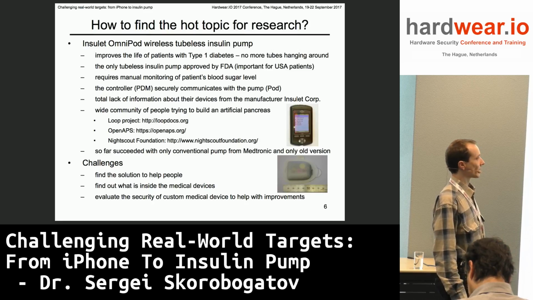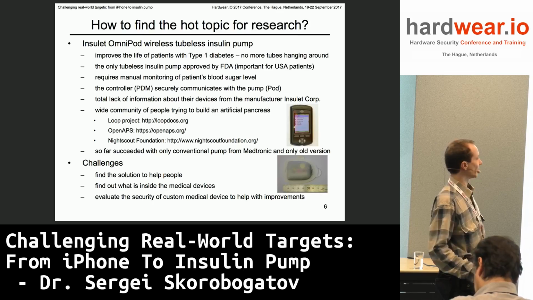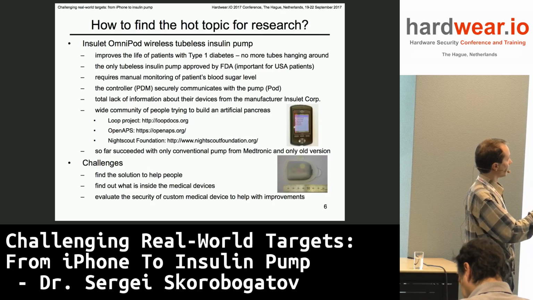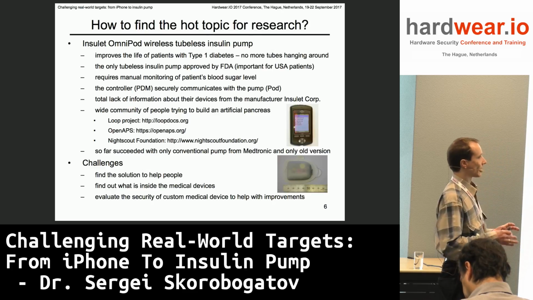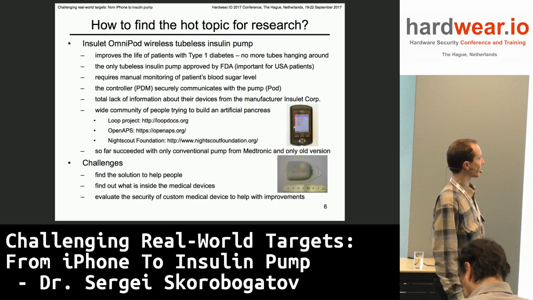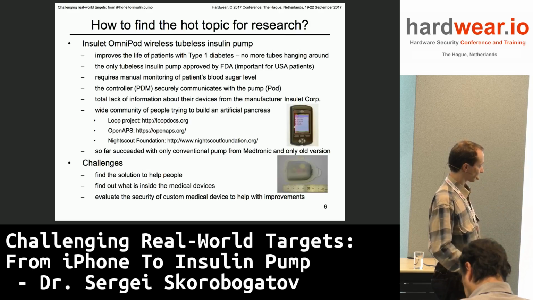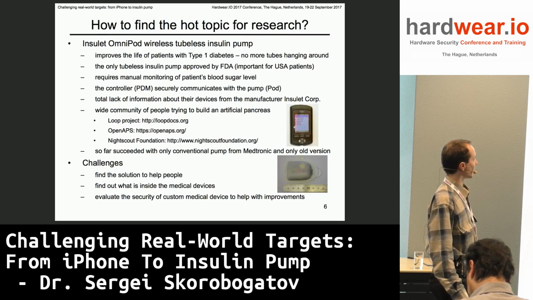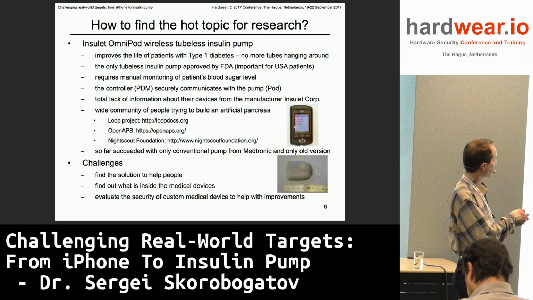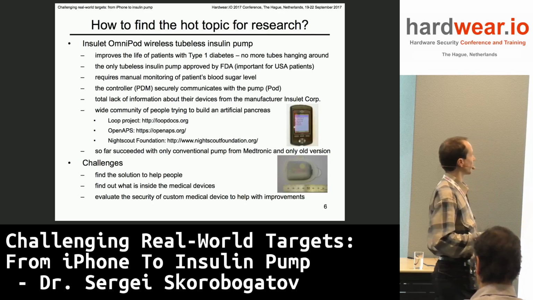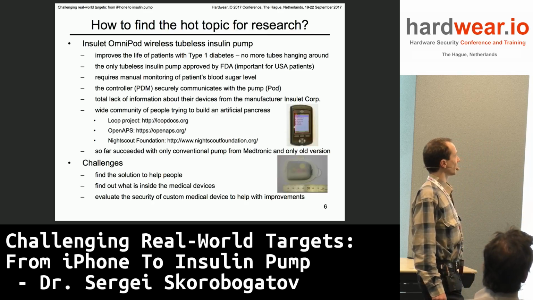So they wanted to figure out how to communicate with this pod, because it comes with the controller, and this is what the pump looks like, and the controller is built with specialized hardware, and the communication is encrypted, and there's no documentation on how these devices are built and how they talk to each other. And the community involves the Loop project, OpenAPS, and the Nightscout Foundation, and they have a few hundred people working on a solution for this problem.